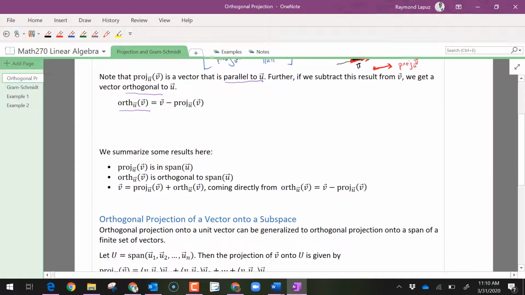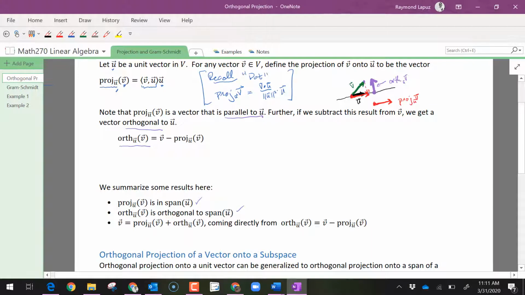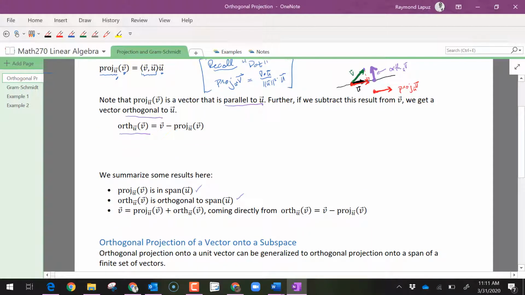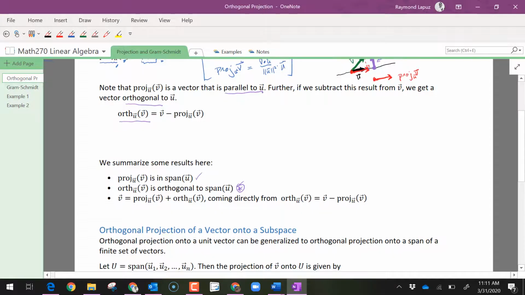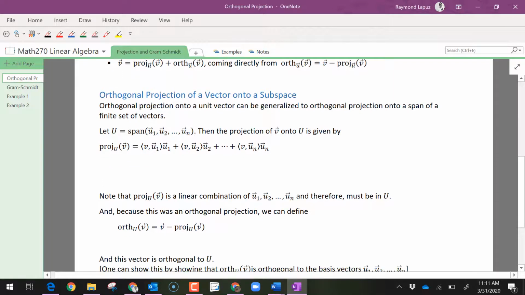Okay, so here's a quick summary. The projection of v onto u is within the span of u. The orthogonal vector of v onto u is perpendicular to the span, and if you add the projection and the orthogonal vector, it's essentially that v vector that we're looking at. So that part's not so important. I think what is important is this property here, that the orthogonal vector is perpendicular to the span.